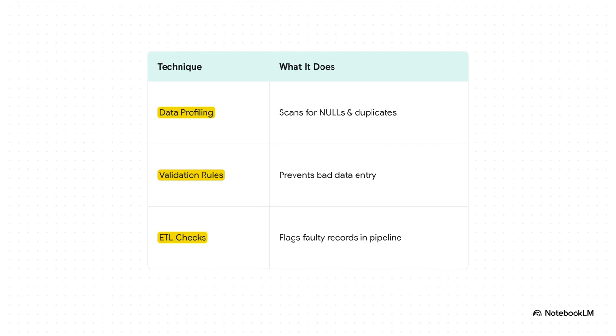Once you have those rules, engineers use their toolkit to enforce them. They'll do something called data profiling, which is kind of like sending out a detective to scan for clues, things like duplicates or totally invalid values. They'll build in validation rules, which act like a bouncer at a club, stopping bad data at the door before it even gets in. And they'll set up automated ETL checks. Think of these as checkpoints, flagging any bad data that tries to sneak through the system.